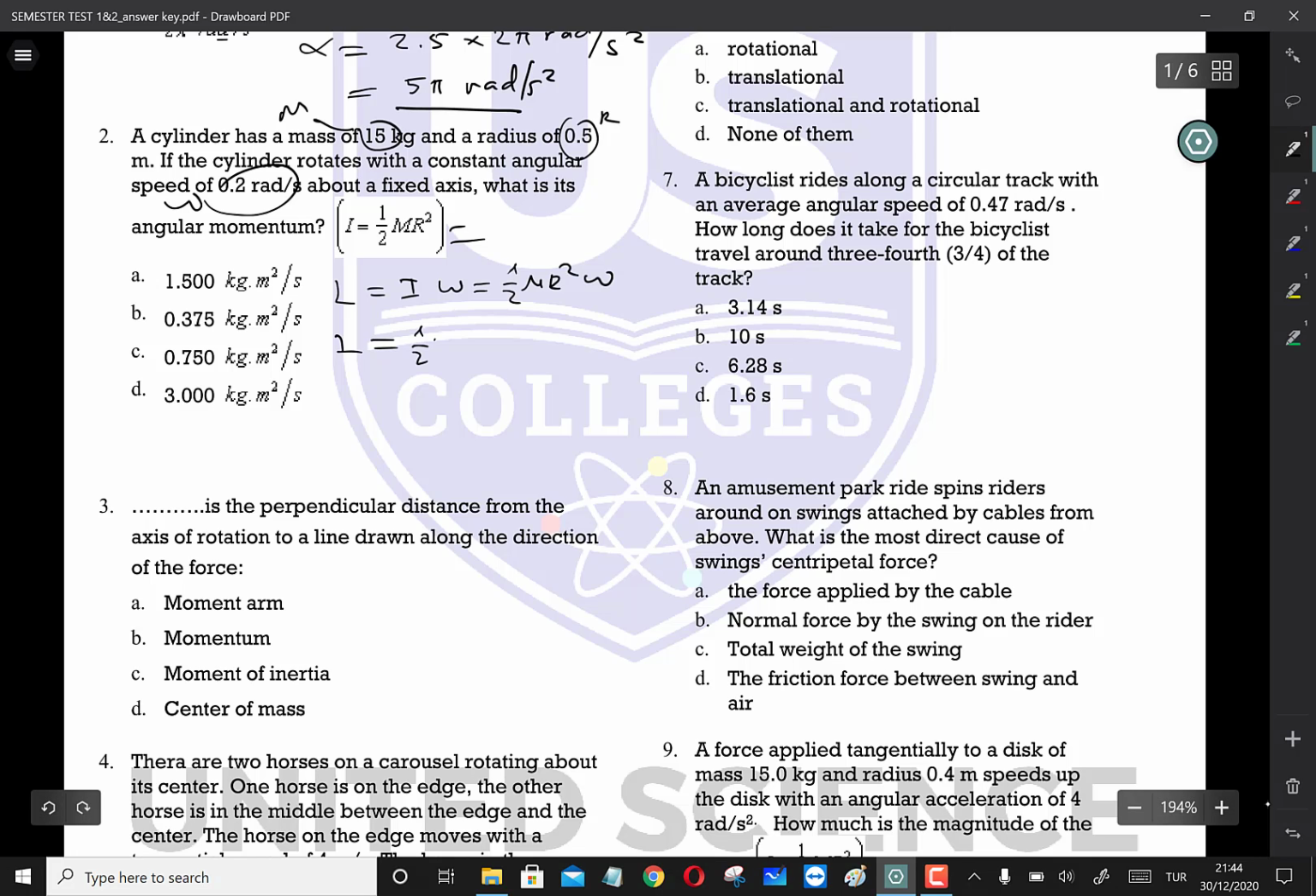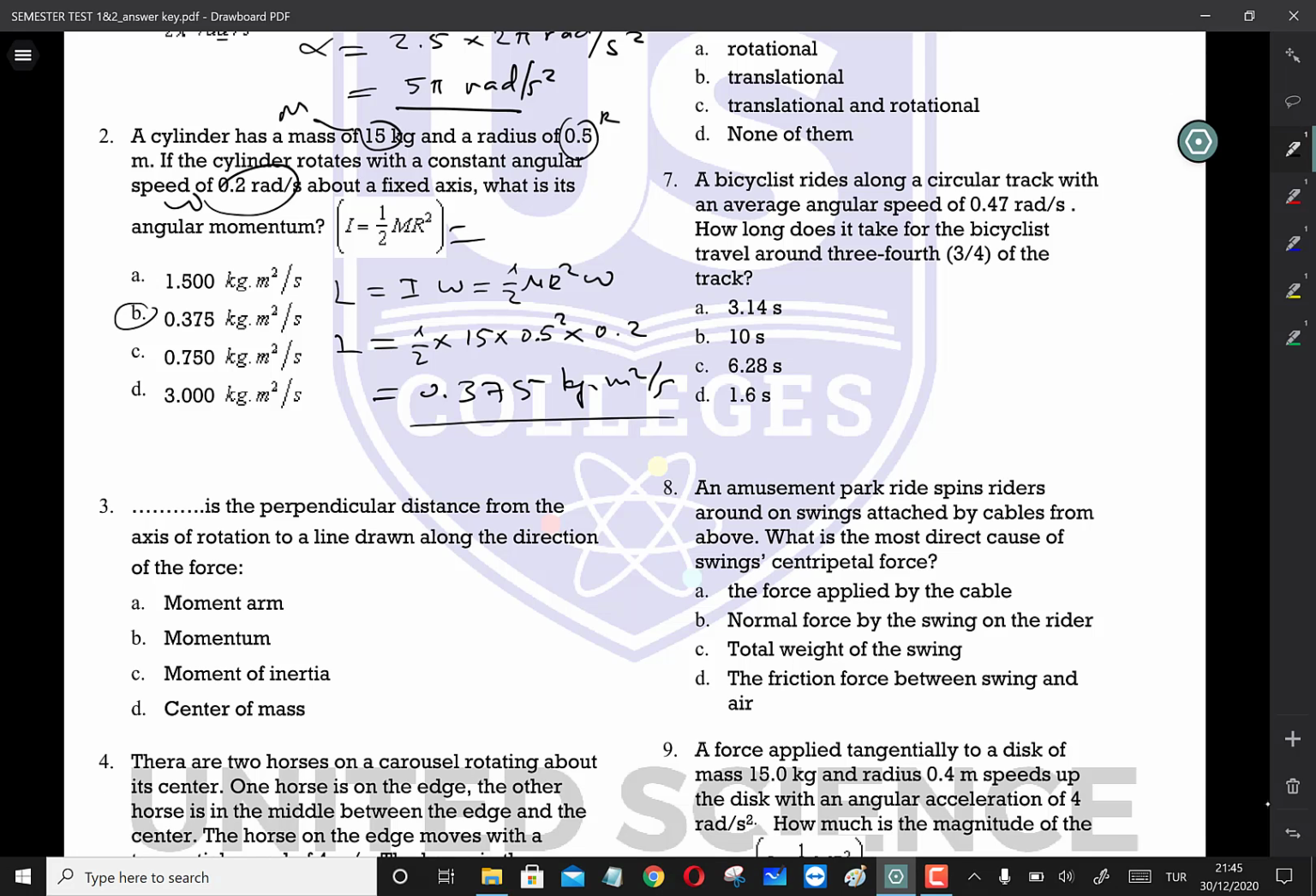We are going to calculate what the angular momentum is. 1 over 2, the mass of the cylinder is 15, multiplied by the radius of the cylinder 0.5 squared, multiplied by the angular speed 0.2. So 1 over 2 multiplied by 15 multiplied by 0.5 squared multiplied by 0.2 is equal to 0.375 kilogram meter squared per second, which is B.